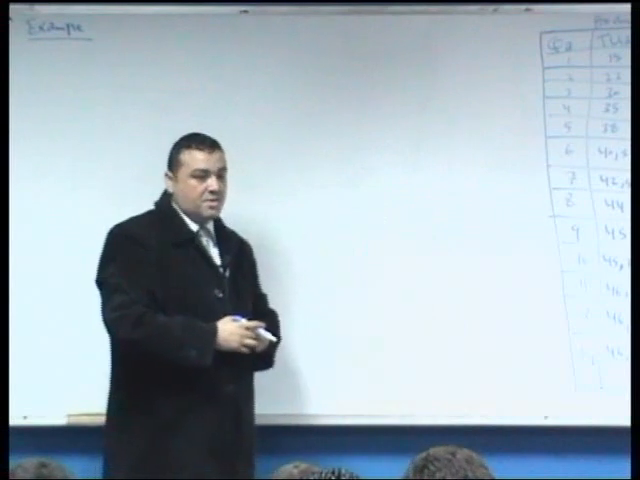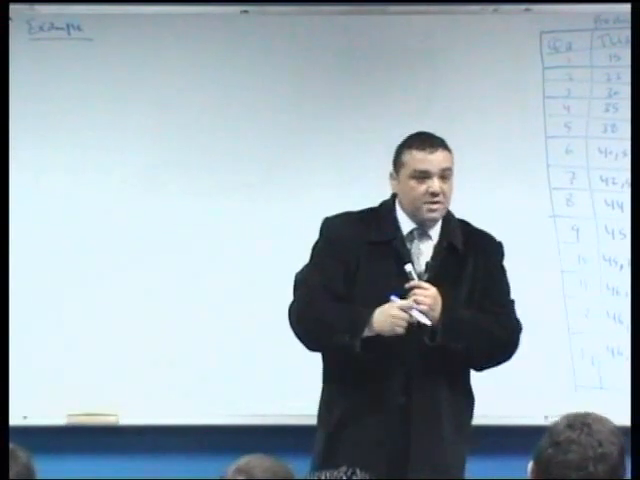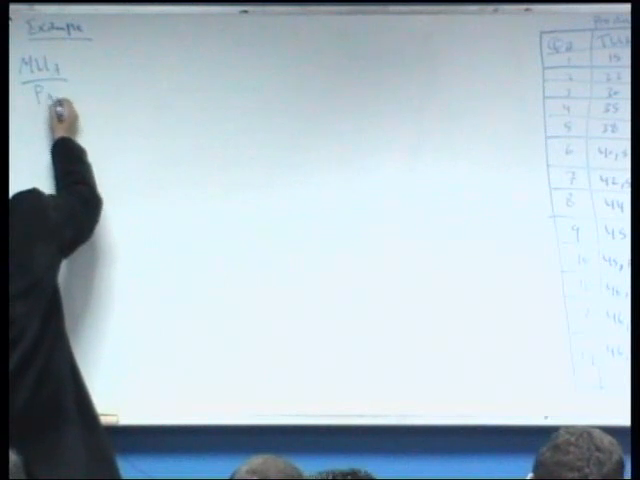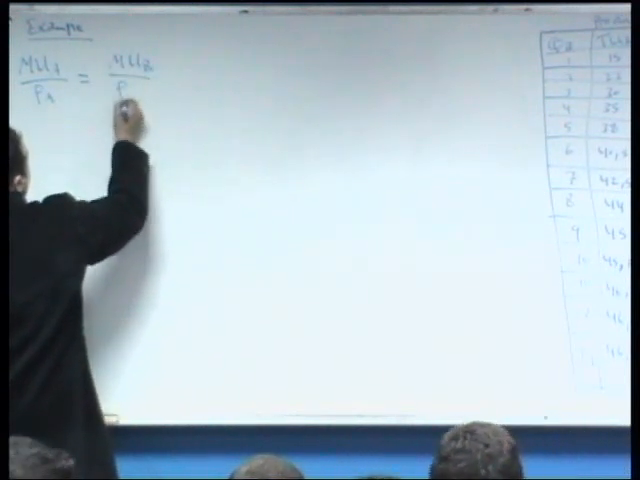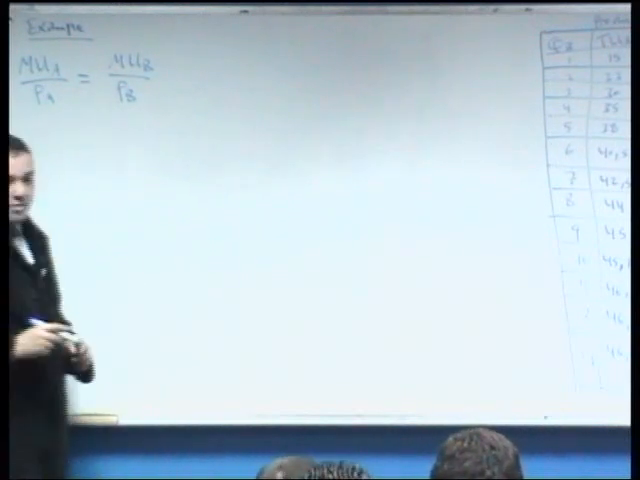To calculate the equilibrium quantities of A and B that maximize the total utility for the consumer, we have, as we explained, two conditions. The first one is MUA over PA must equal MUB over PB. This is the first condition for equilibrium.